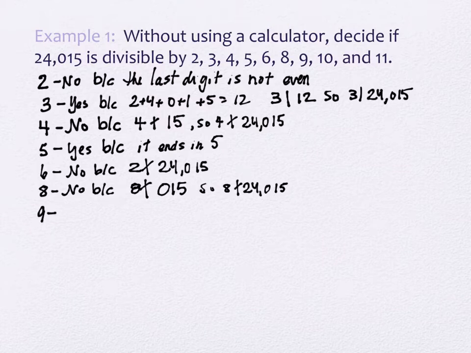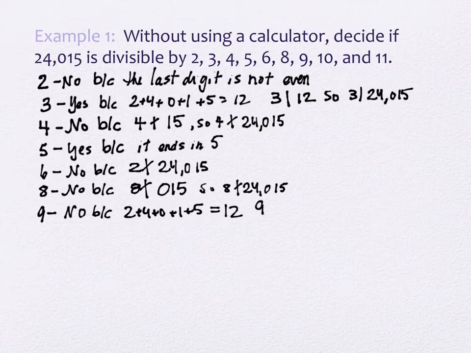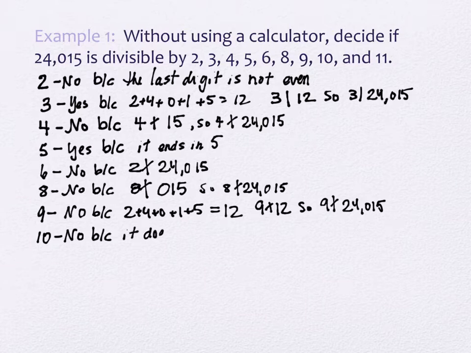How about 9? No, because the digits don't add up to something that is divisible by 9. All right, so it's the same rule as 3s, right? We add the digits together. So 2 plus 4 plus 0 plus 1 plus 5, which is what we got before, is 12. 3 divides 12, so it was good to go for 3, but 9 does not divide 12. So 9 will not divide 24,015. Two more. 10. No. Who said no? Emily, how come? Because it doesn't end in a 0? Yeah. Doesn't end in 0.